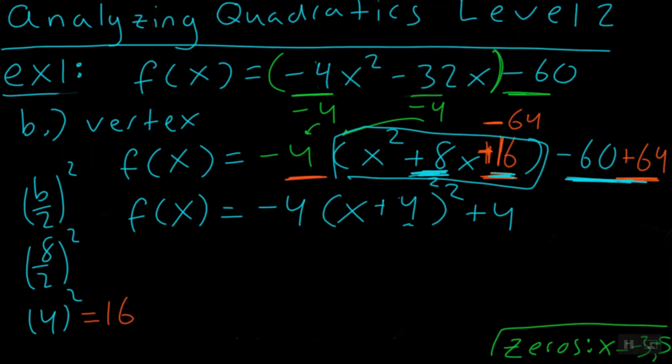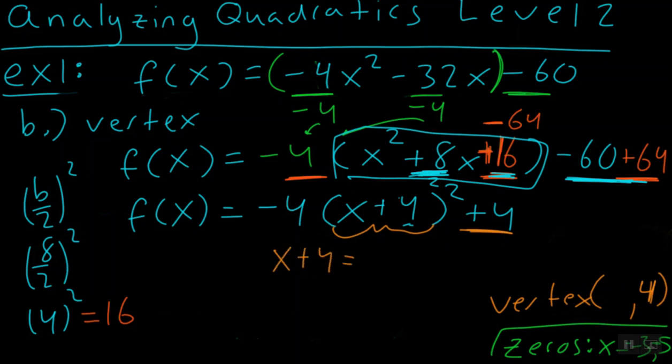Now, when I go to write my vertex, I can easily find out what my vertex is from here. I know that my constant here is my 4. It's my y value of my vertex. And I always set my grouping equal to 0. Well, how do I get x by itself? I simply subtract 4 from both sides, and x is equal to -4.